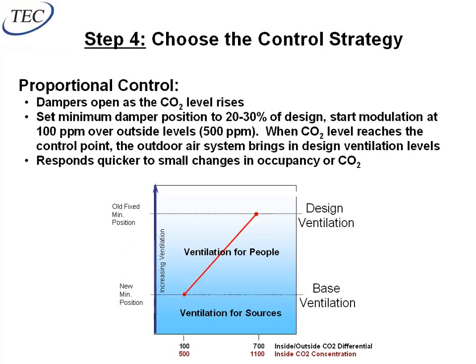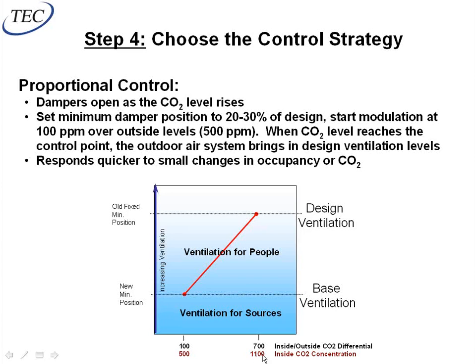A much better way to control it would be with a proportional signal. So if you look on the bottom of this chart, I've got differential between inside and outside levels of 100 to 700 on this chart, which typically corresponds to an inside CO2 of, say, 500 to 1,100 parts per million. And then on the left here, on the top line, I have my design ventilation rate, which is my damper or my economizer's fixed ventilation position. And then below that on the bottom line, I have my new minimum ventilation rate, my base ventilation rate, if you will, that I'm going to be allowed to throttle down to because I have CO2 control.